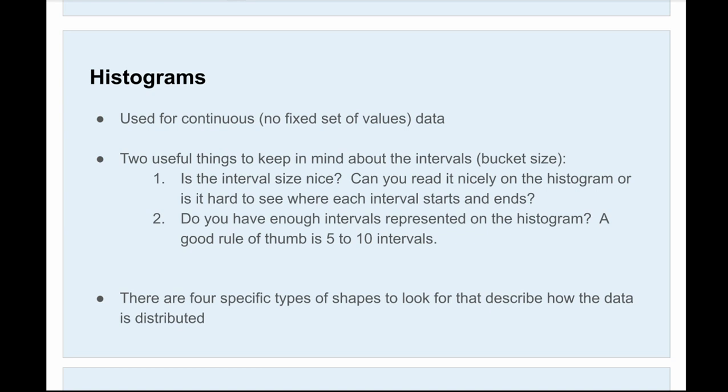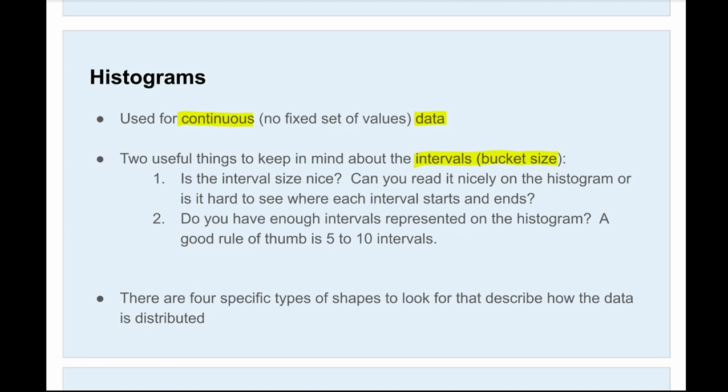So histograms we've looked at previously. We've looked at them when we've created our modal intervals in the first lesson of this unit. But histograms are used for continuous data, so where there's no fixed set of values. So that's when we use histograms. And there's two things to keep in mind. Generally speaking, they're very easy to make, especially with technology. But there's two things that we do have to keep in mind, because this is the one thing that we can change. And it all relates to the intervals or the bucket size.